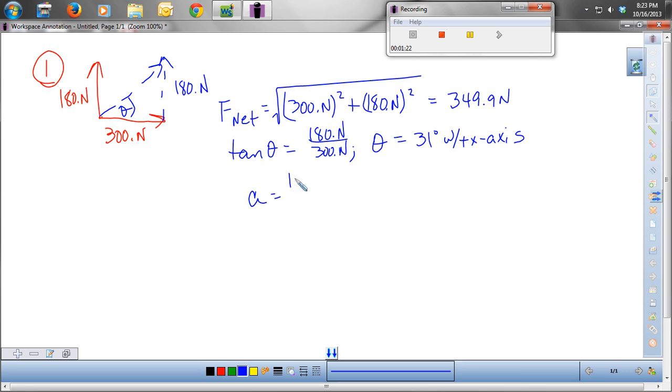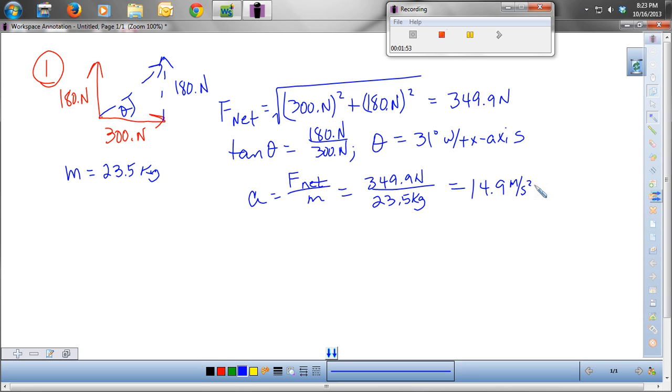Well, the acceleration is going to be the net force divided by the mass. The net force was 349.9 newtons. The mass was given to you as 23.5 kilograms. And I should have listed that with my givens when I first started the problem, so let me come over here and do that. So my acceleration, when I divide 349.9 by 23.5, I get 14.9 meters per second squared. And the acceleration will be in the direction of the force, which is 31 degrees with the positive x-axis. So there's part A of number 1.